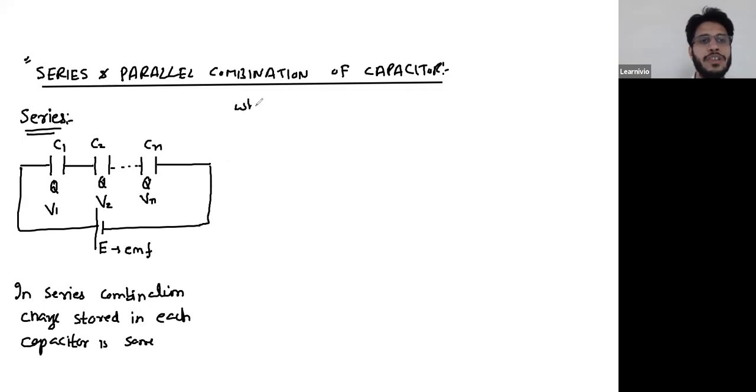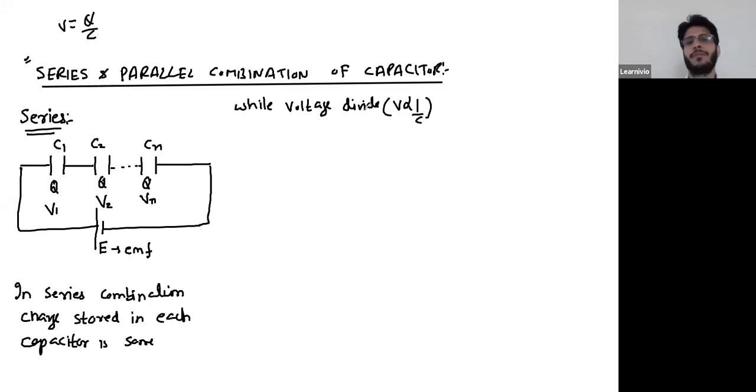While voltage divides, voltage divides as C, V is Q by C. So voltage divides as inversely proportional to capacitor. That means the capacitor having maximum capacitance will have minimum voltage drop across its ends. We will divide inversely proportional to capacitor.